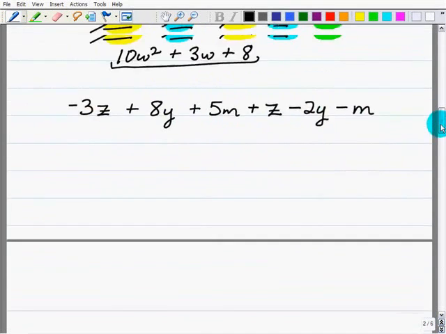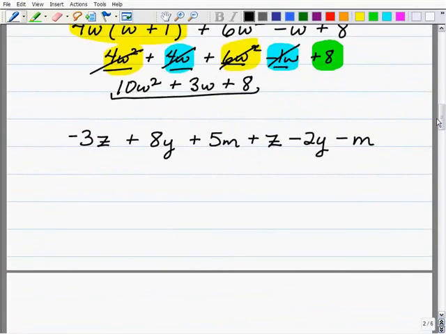Let's take a look at this last problem here. I have a negative 3z, so I'm going to look for things with z's in them right now. I have another like term. Those two are like terms. I have an 8y as a term, so is there any more y's? Yes. So I can combine those two terms. I have a 5m. Is there anything else with an m in it? Yes. All right, so those are all my terms I have to combine.